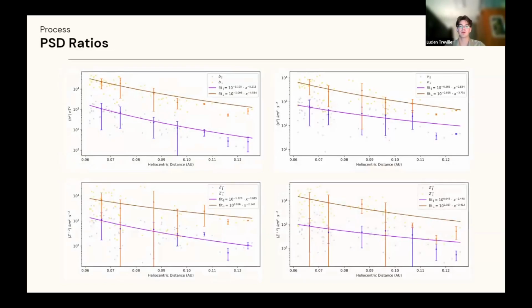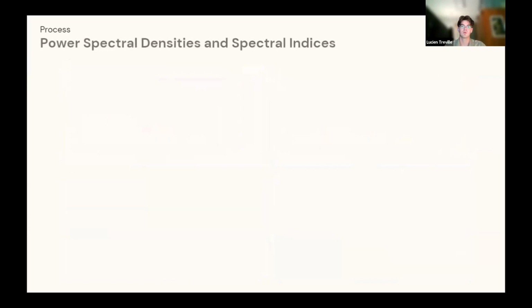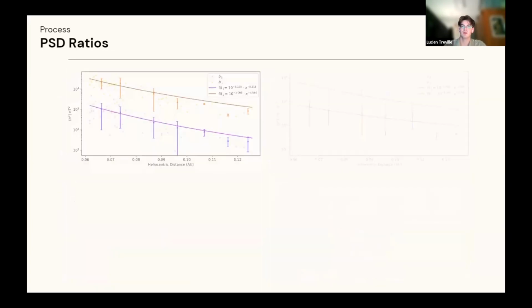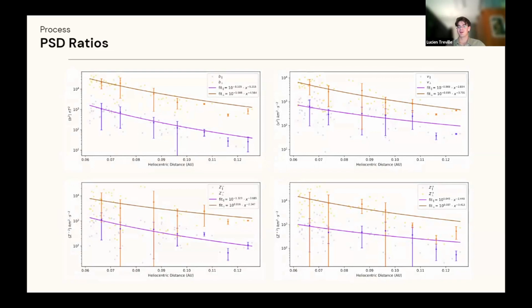Next, we also wondered, what if we just integrated underneath the PSD line? Are we going to see a trend in that? Surprisingly, to my surprise, yes. There's quite a clear trend. When we integrate the PSD values, you'll see the orange, which corresponds to the perpendicular, is much greater, by about an order of magnitude, than the parallel components. Same thing here where the light colors in the background are the original data, and the error bars are the binned data showing the mean and standard deviation for those intervals.